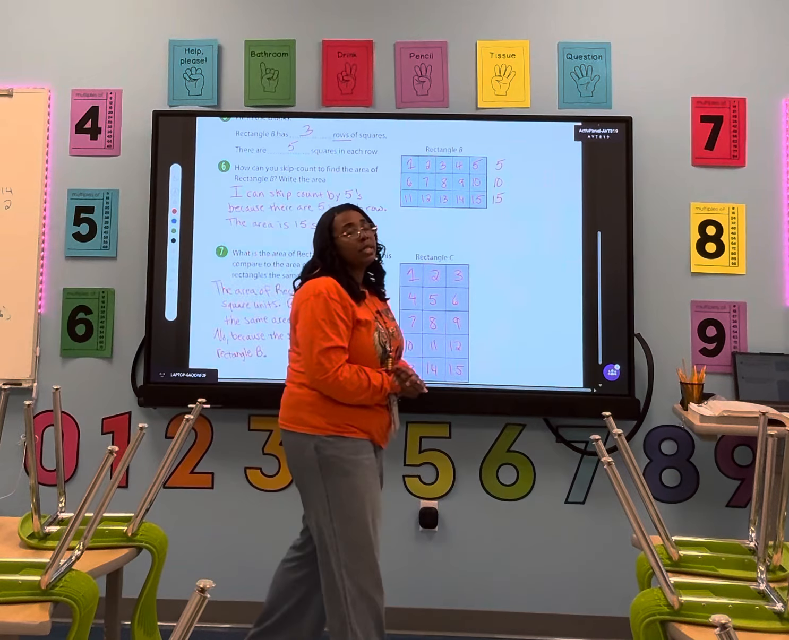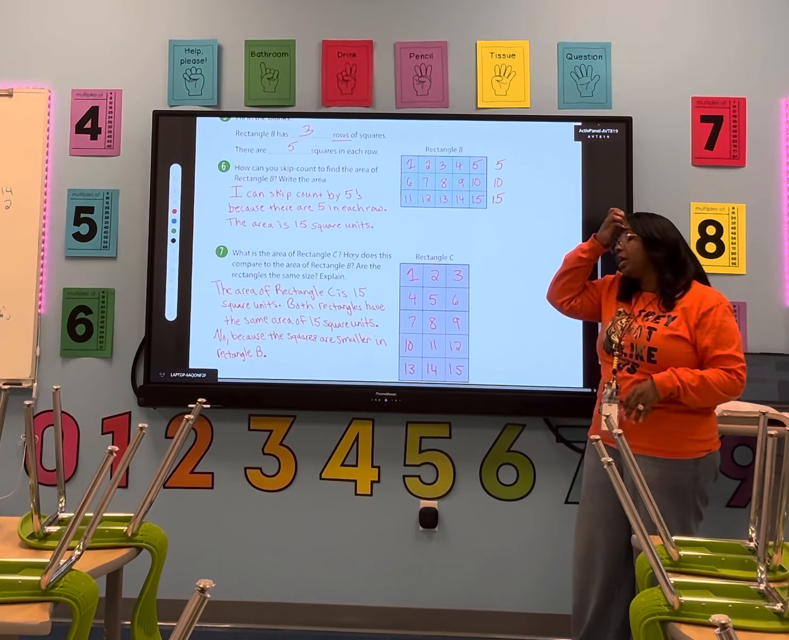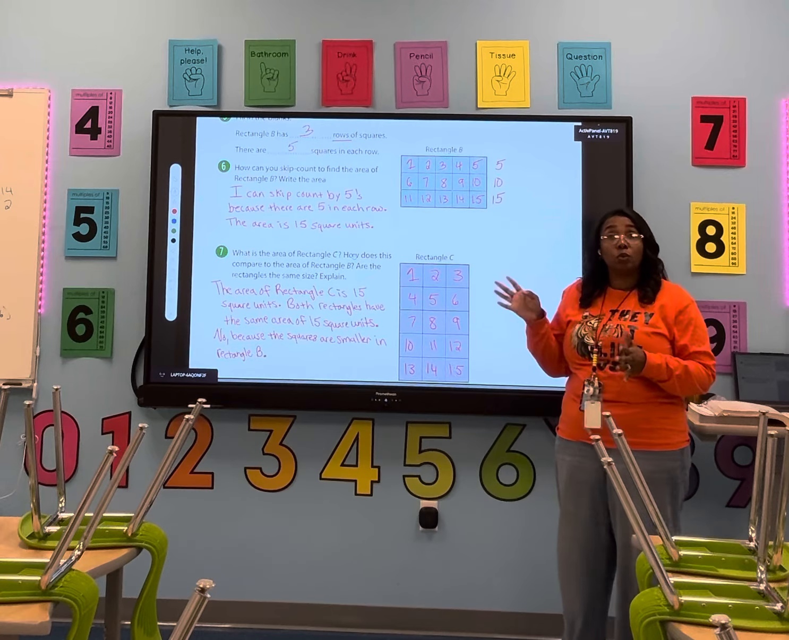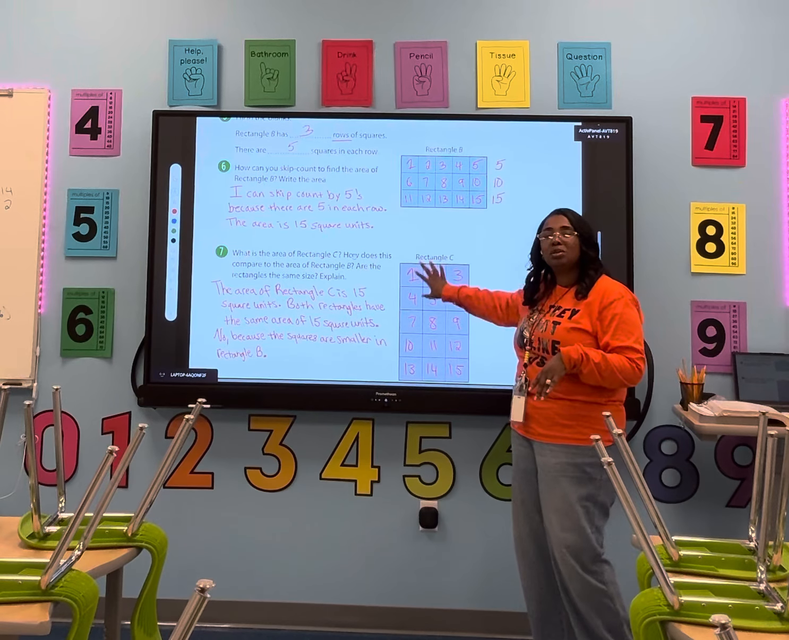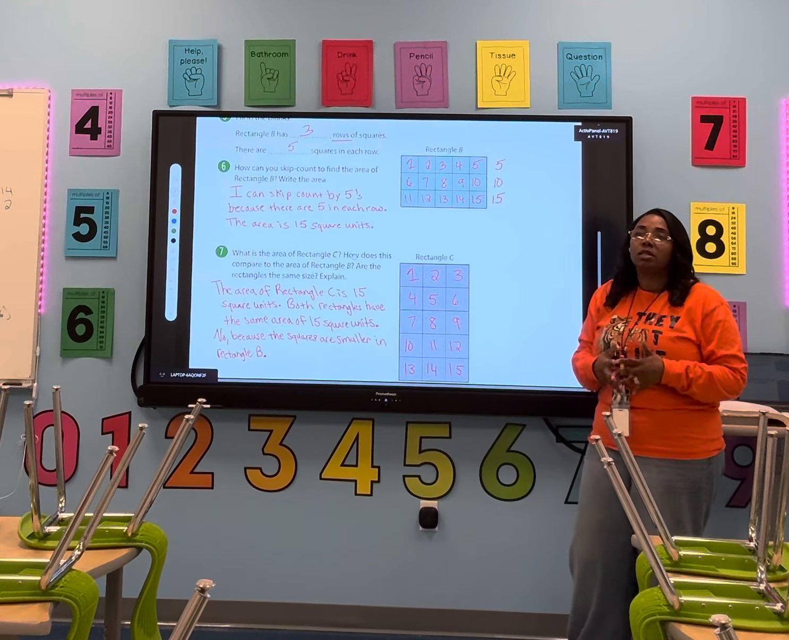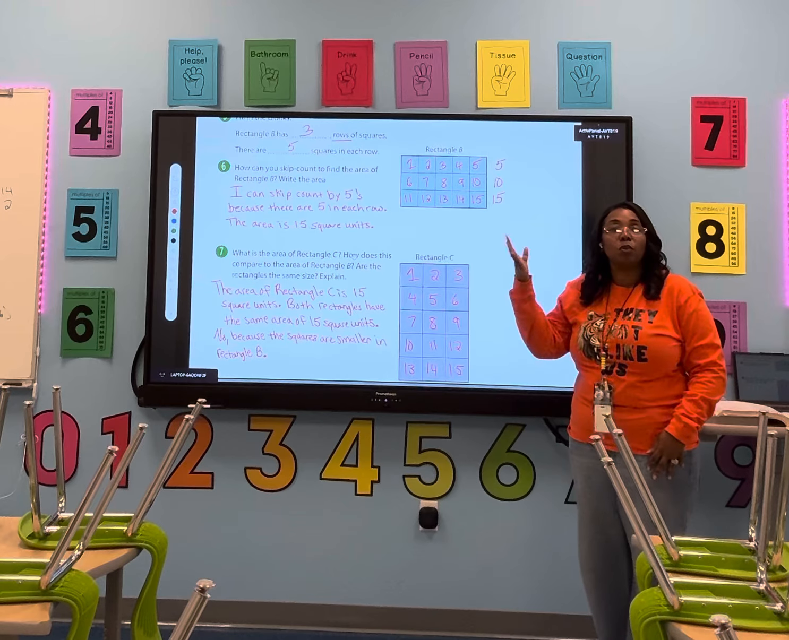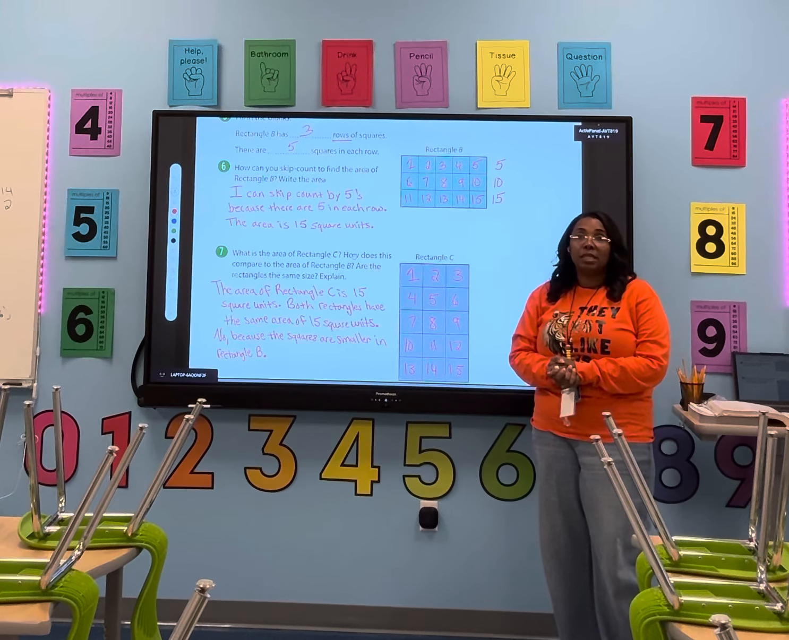Again, it was a quick, simple, easy homework just to review what we did in class, which is our area and counting squares. Yesterday, we worked with the ruler and the squares. Today, we worked with just the squares. They introduced the centimeter squares to us today, because yesterday we worked with just inch squares. So that's basically what we did today.